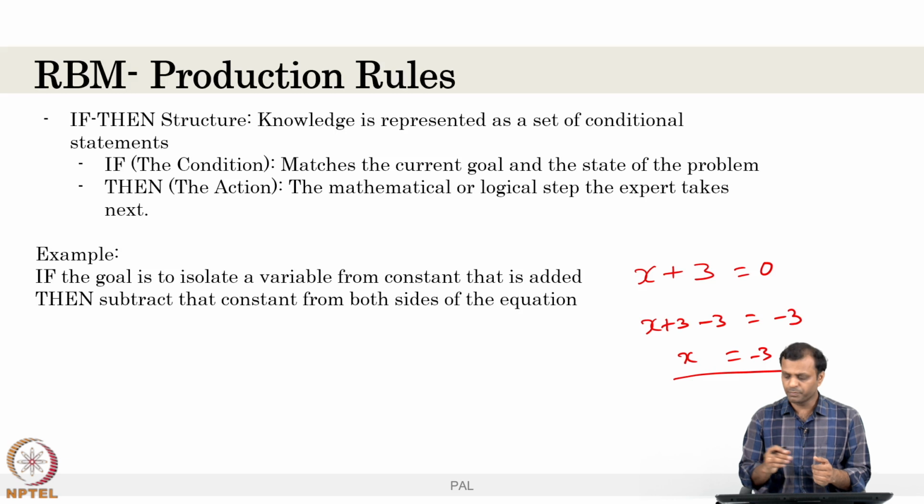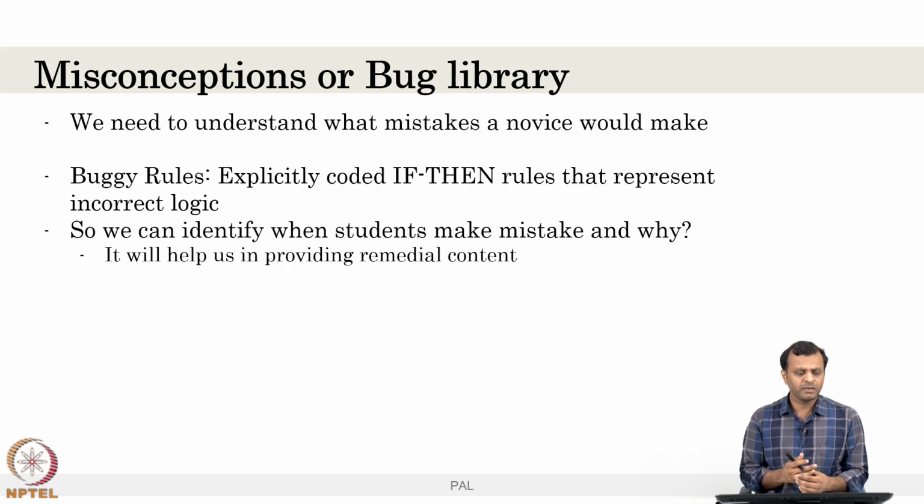for the rule-based models. Then we can also have the bug library, or the buggy rules, or the misconceptions. For each problem, a student might have a misconception at each step. Based on expertise and on the research conducted in a particular topic, you could create a misconception or bug library, then use that to check whether the student is falling into a particular bug in the library. If the student has a misconception in a particular step, then you could provide remedial content.